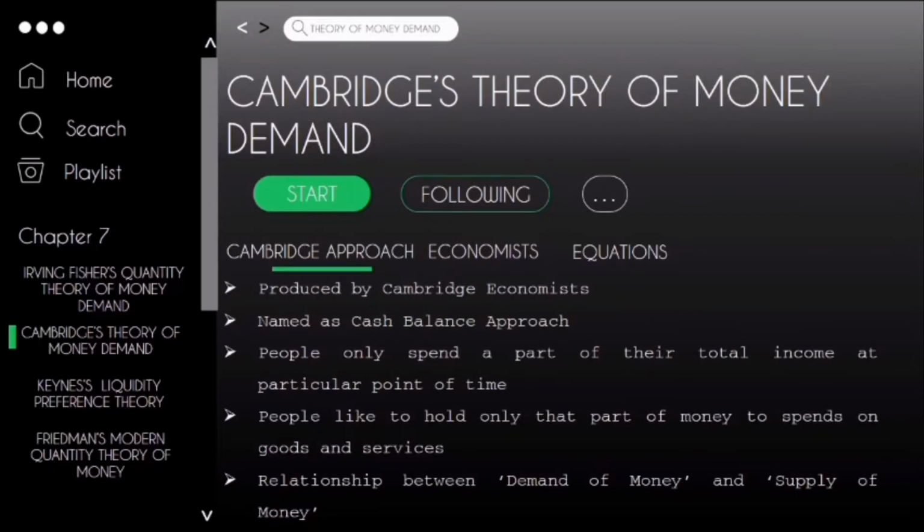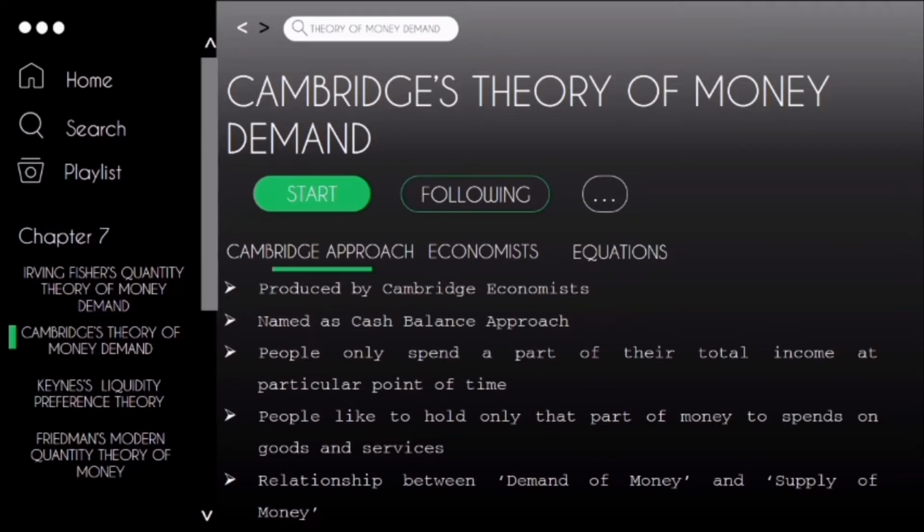Next is the Cambridge theory of money demand, the quantity theory of money produced by Cambridge economists. This approach is called the cash balance approach. According to it, people only spend a part of their total income at a particular point in time, not the total income. They like to hold only that part of income as cash which they want to spend on goods and services to satisfy their wants.